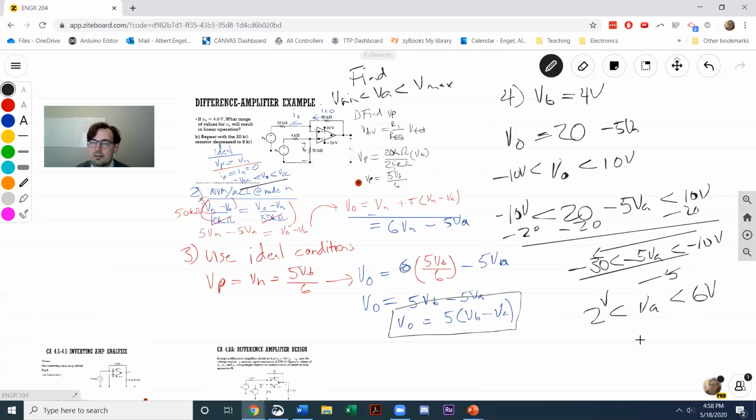We know that VA has got to be between these two values. And I'm going to clean that up a little bit. I'm going to call this 2 volts right there.